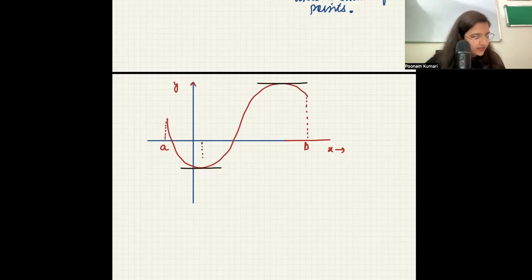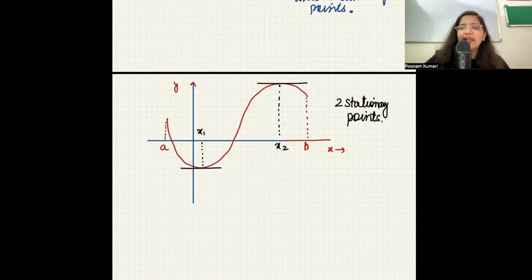So let's say this is point x1. And let's say this is point x2. These two are stationary points. So this particular diagram has two stationary points. And can you tell me, what is the maximum value of this function in this particular interval?